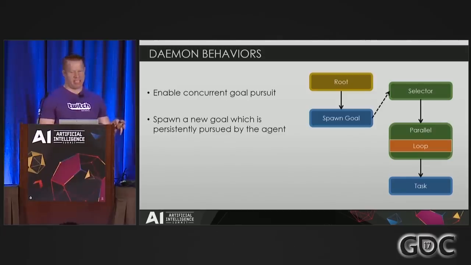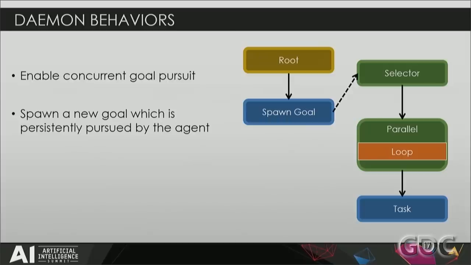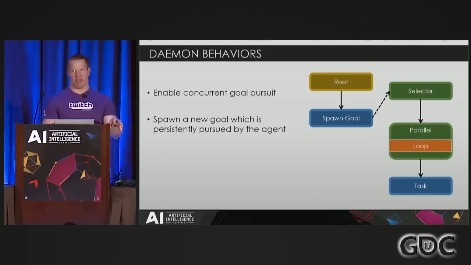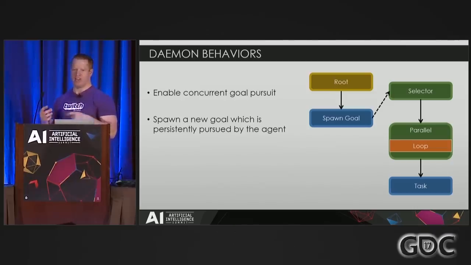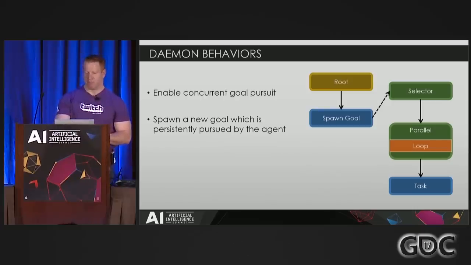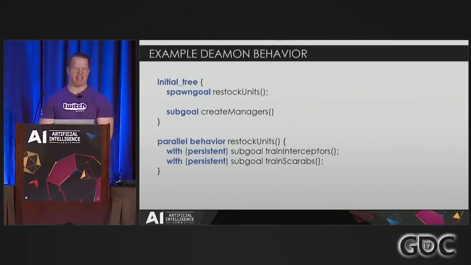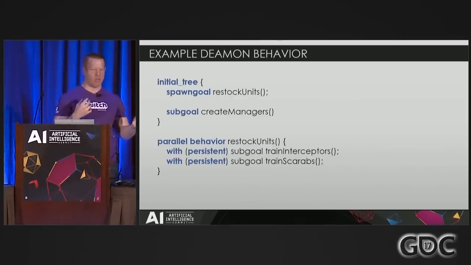Daemon behaviors are basically a way of handling a set of actions that need to be pursued concurrently. I use this in my system to make sure that units that need ammunition produced are always topping those up if they have them. This is implemented with the spawn goal behavior, which then calls a selector node that pursues a goal persistently. It has a node decorator that says, while true, continue pursuing the sub-goal. So in the case of this ammunition example, it spawns a goal to always be topping up the ammunition for the agent. How this is realized in EISBOT is through this daemon behavior for restocking units.